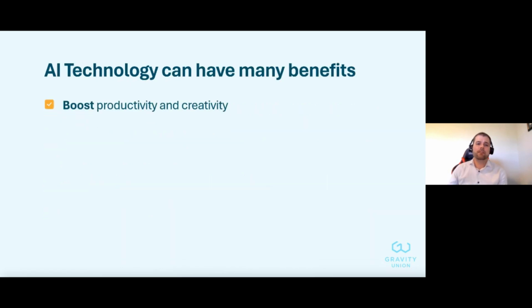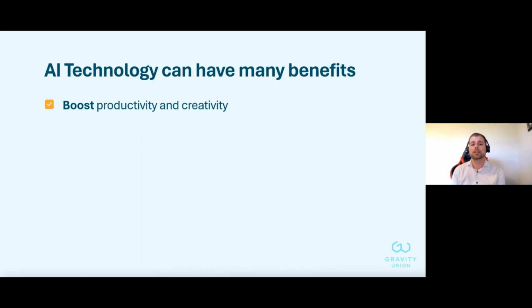So, we do have a lot of benefits. We can boost productivity and creativity. If you've used ChatGPT or any of these generative AI, it can quickly summarize content, give you a recipe for dinner. If it's 5 o'clock and you don't know what to cook with the chicken you took out at lunchtime, boom, you can get a recipe just like that.